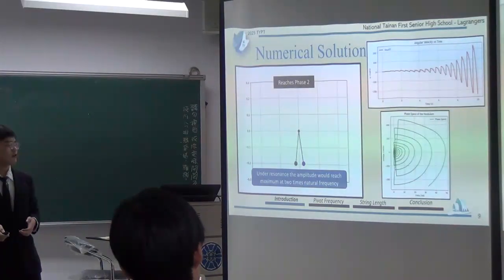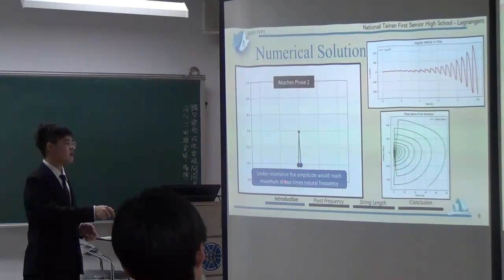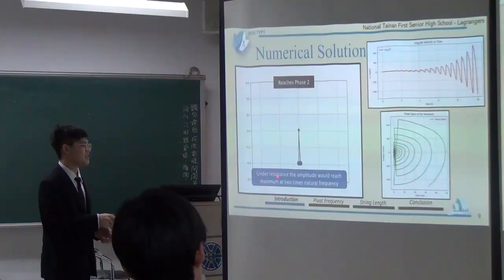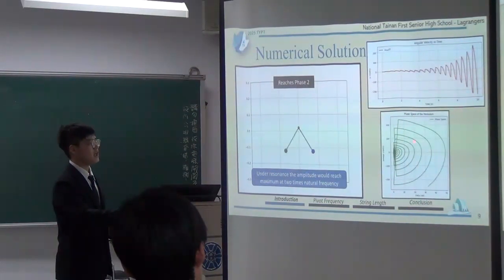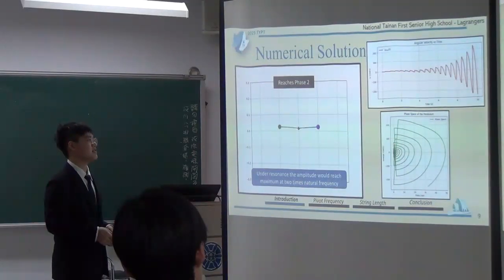So this is the numerical solution. As you can see, under the resonance condition, the amplitude will reach a maximum at 2 times the natural frequency. And as you can see from the phase space diagram here, the amplitude is constantly increasing at the resonance state.